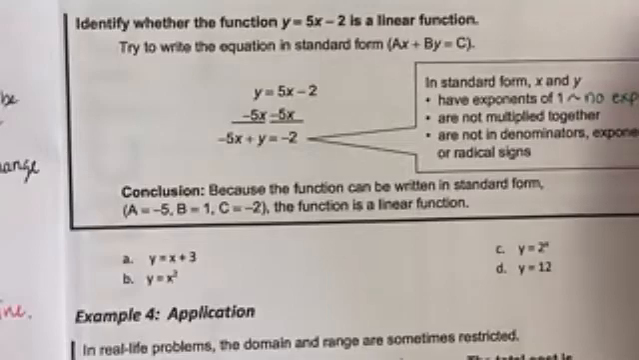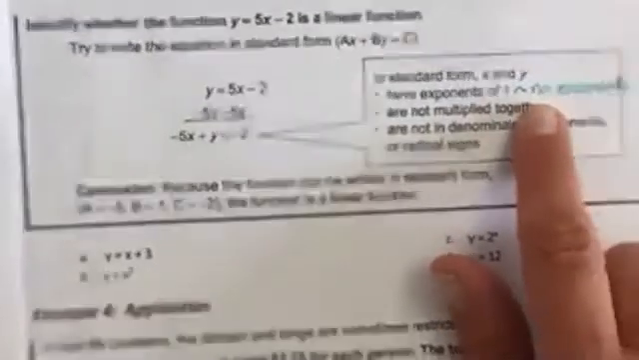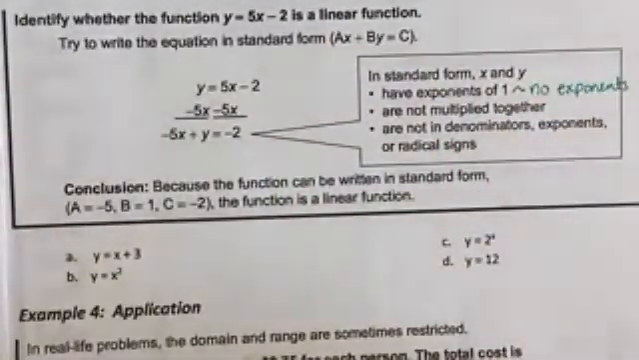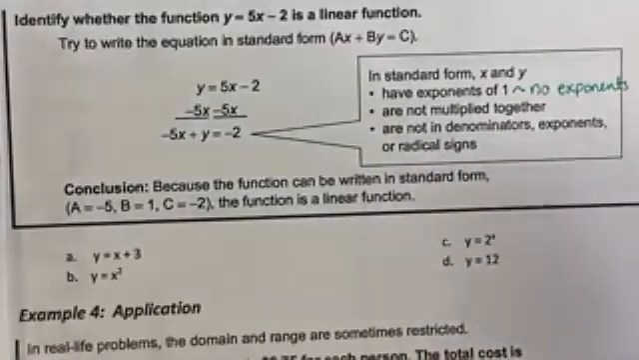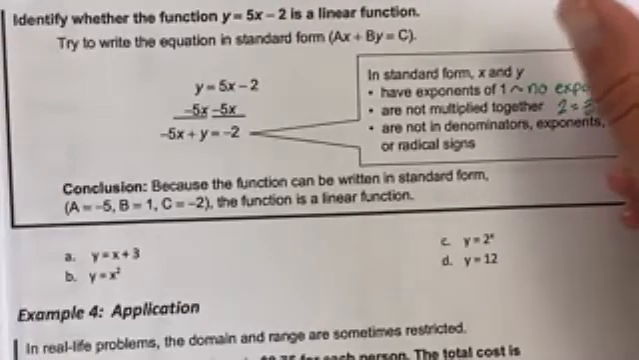If there's an exponent in there, it's not going to be a straight line. Where are you writing that? I just wrote it right next to the box here. x and y are not multiplied together. So for example, you couldn't have 2 equals 3xy.